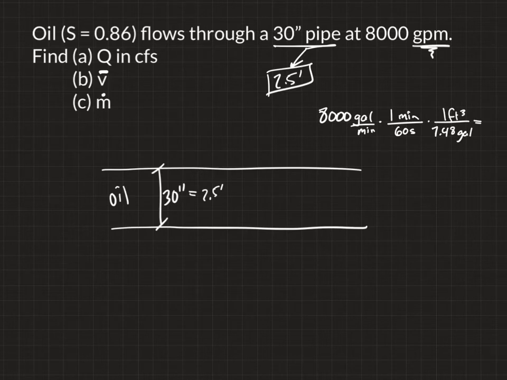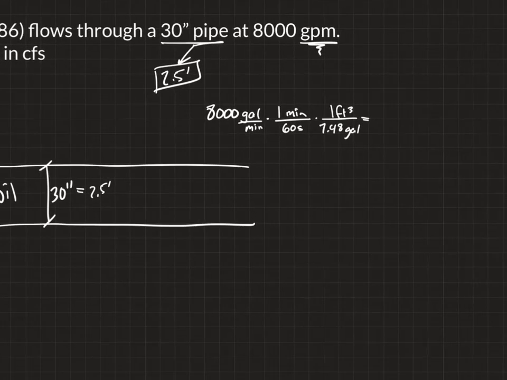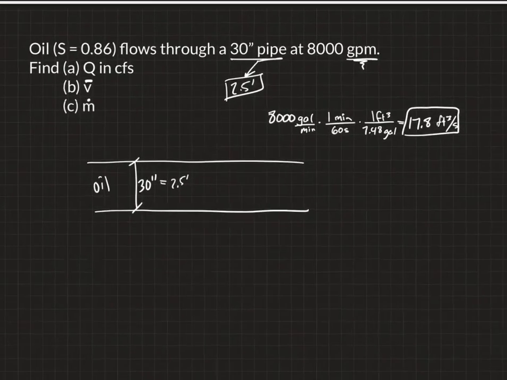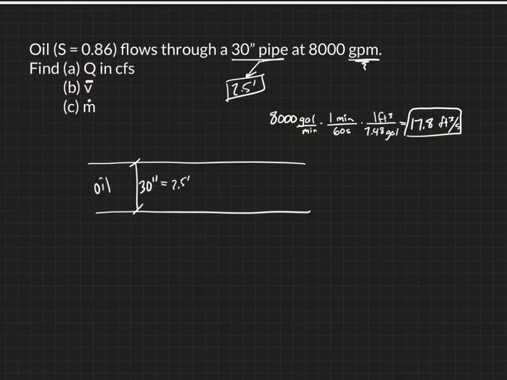So that is 17.8 cubic feet per second. We just converted that into units that make sense for us. Then we go back over here and think about what we're looking for. Oh, we actually accidentally just solved it. For A, we want the flow rate in CFS.